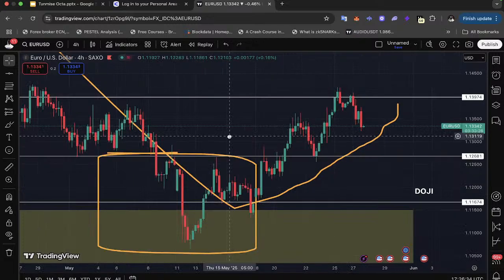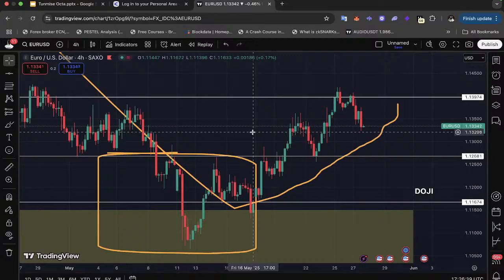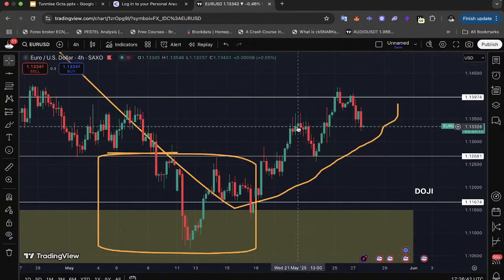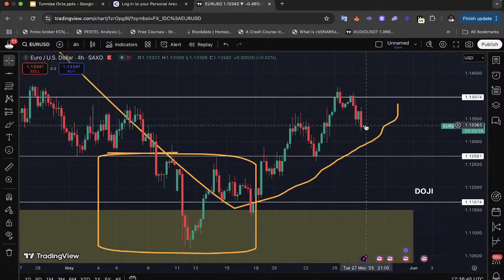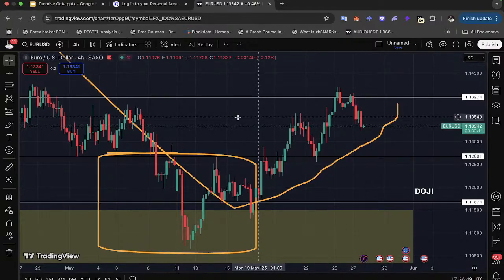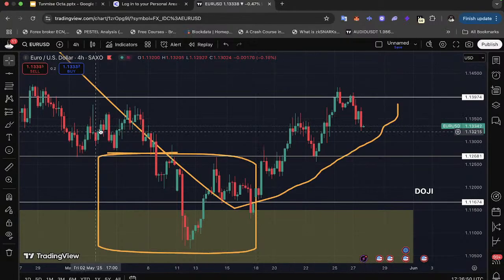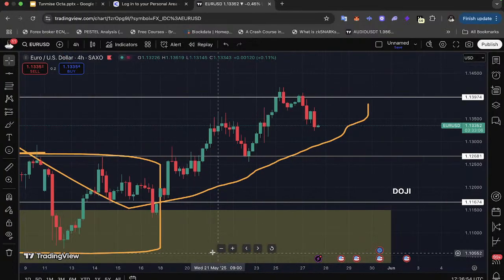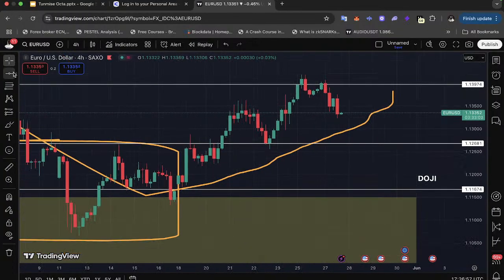Let's go down to the 4 hours time frame. So we can see that on the 4 hours time frame now, we can see more clearly the volatility in price. So here we can see how price has been moving across.